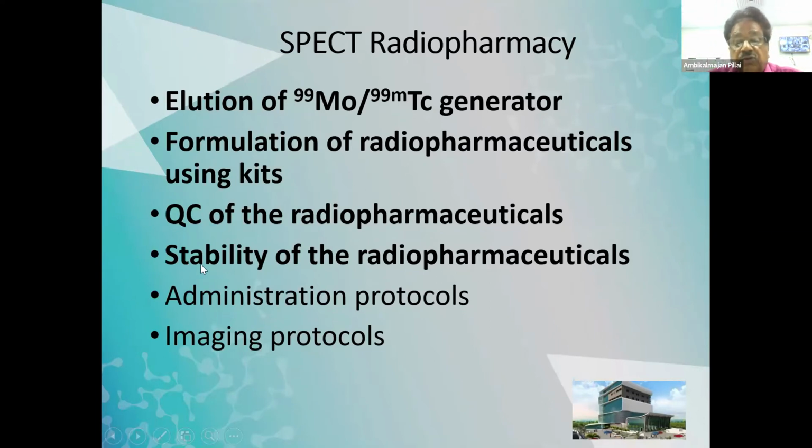Then we also have to know what is the stability of the radiopharmaceutical. Some of the radiopharmaceuticals have very good stability, and some have very poor stability. So we should prepare the radiopharmaceuticals generally just before administration to the patients. Then the radiopharmacist will also do an administration protocol. This will be advised by the nuclear medicine physician. Then the imaging protocol also needs to be done. So this is typically the activity of the radiopharmacist.